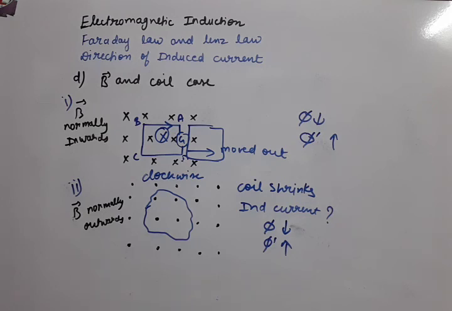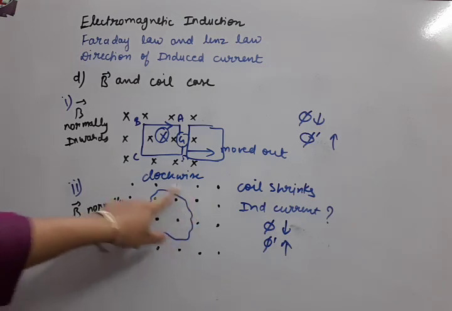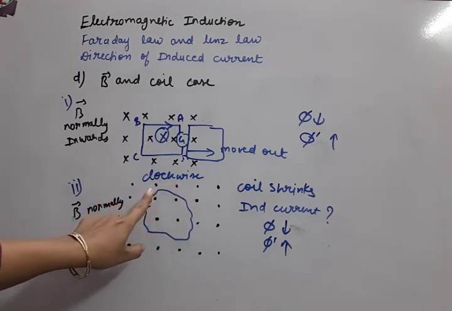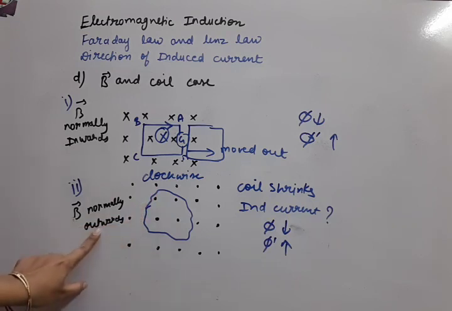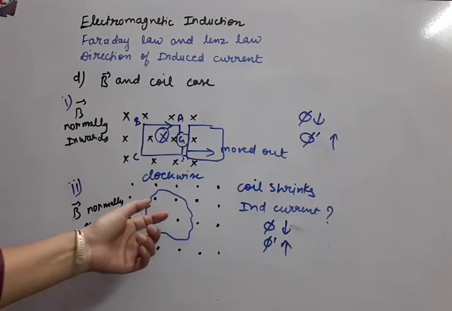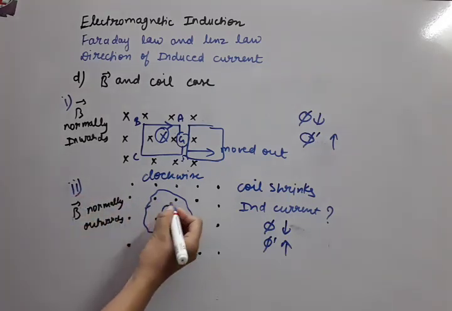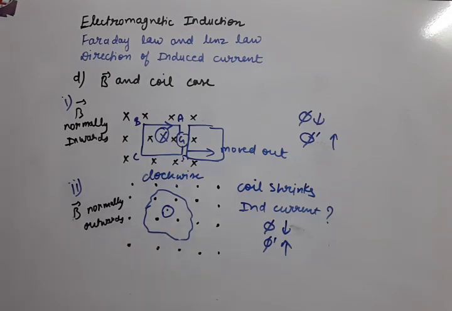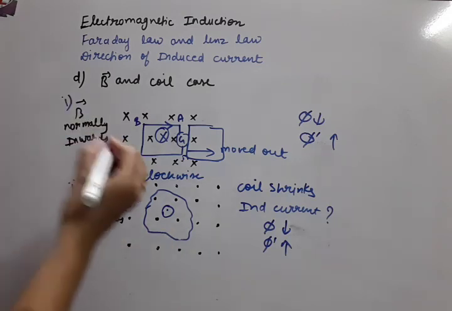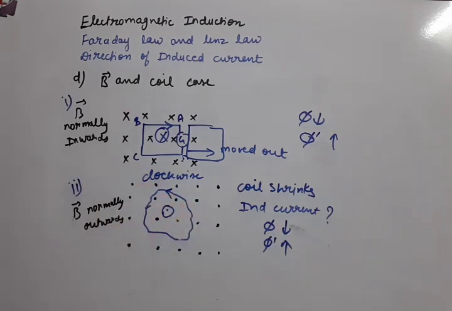Net magnetic flux will increase when the original field and this coil's field are both in the same direction. The original field is normally outwards, so this coil's field also should be normally outwards. That is possible when the direction of the induced current is anti-clockwise. Okay, so here the answer is anti-clockwise.